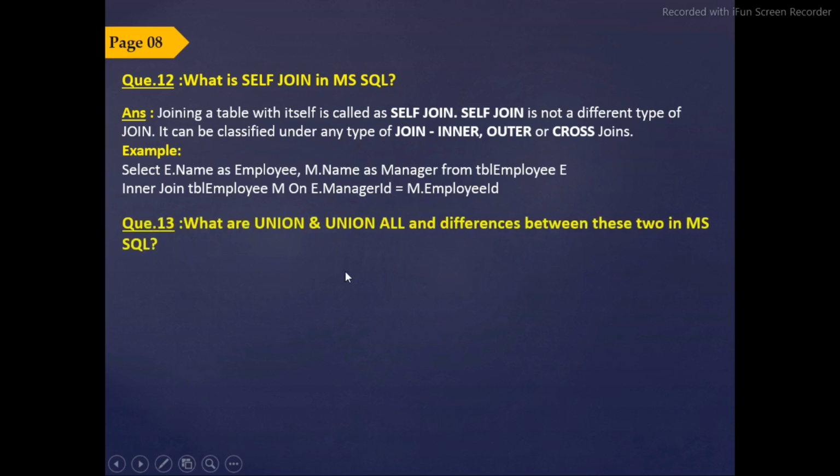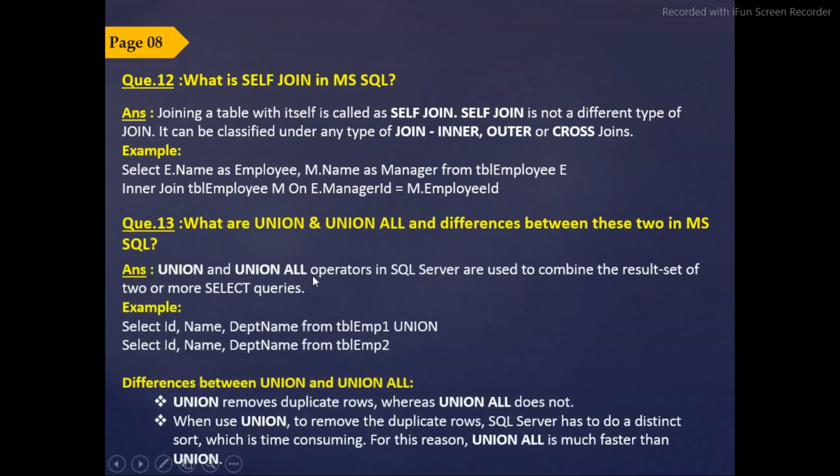Okay. Next question is, what are union and union all, and what is difference between these two? So answer is, union and union all operators in SQL Server are used to combine the result set of two or more select queries. Here is example for the same. Differences between union and union all: union removes duplicate rows, whereas union all does not. When we use union to remove the duplicate rows, SQL Server has to do a distinct sort, which is time consuming. For this reason, union all is much faster than union.